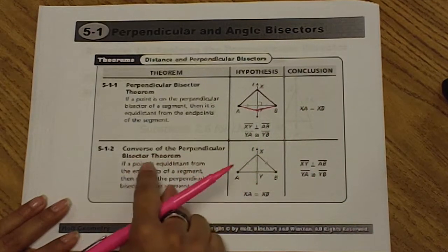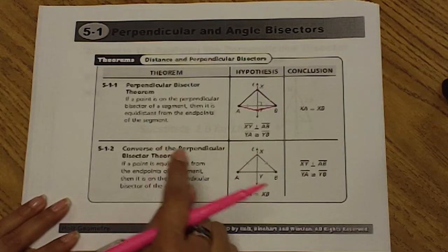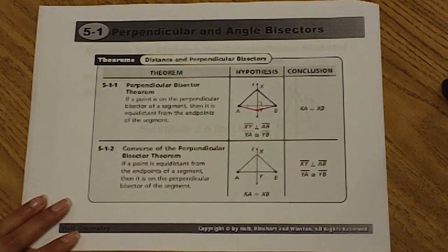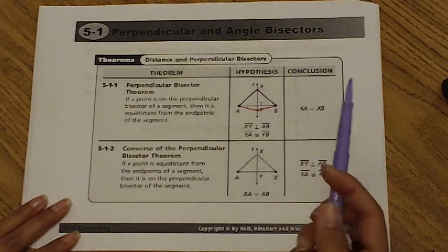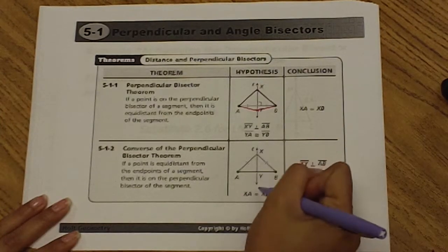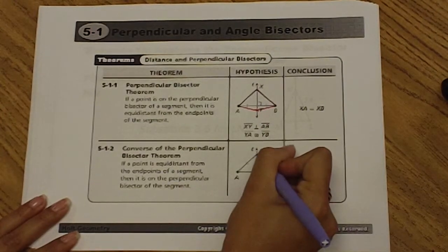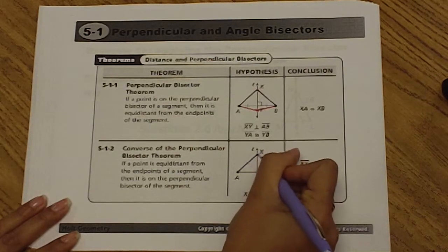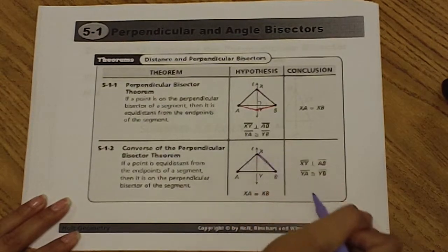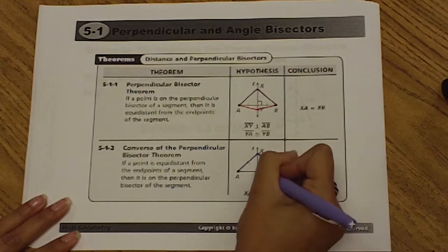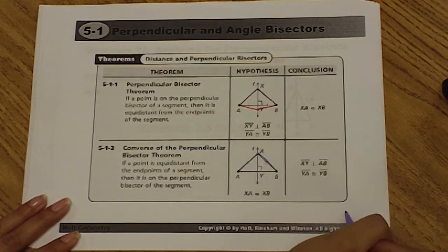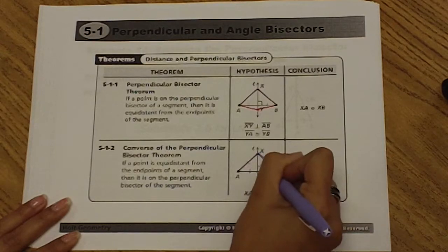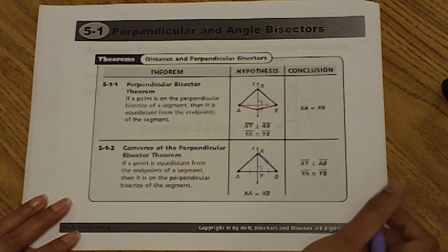The converse of the perpendicular bisector theorem says the opposite, or the inverse of what this one says. This one says that if I have a line and any point on that line is the same distance away from the endpoints, if that's the case, then I can say that this is the perpendicular bisector. And that means that these would be the same distance as well.